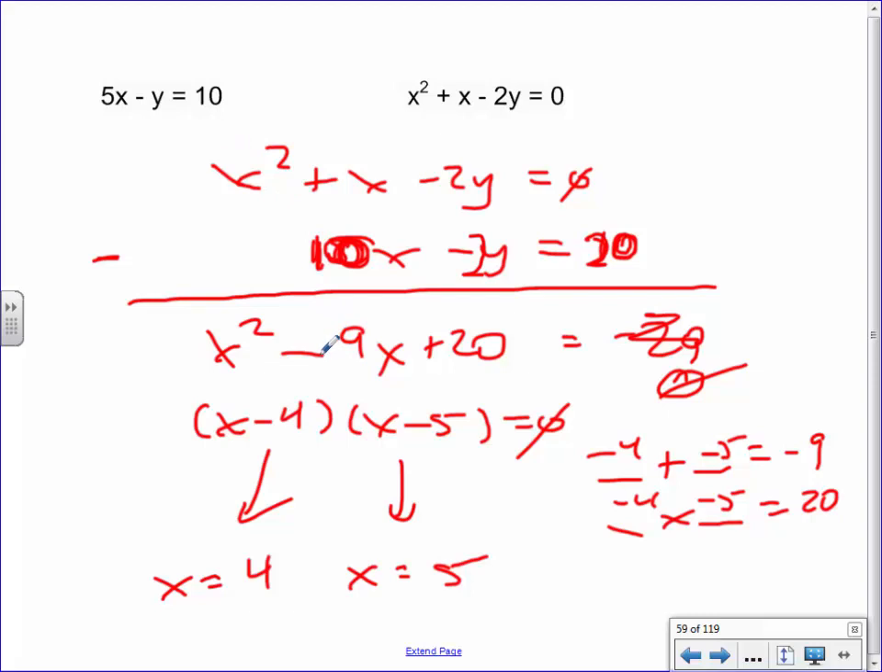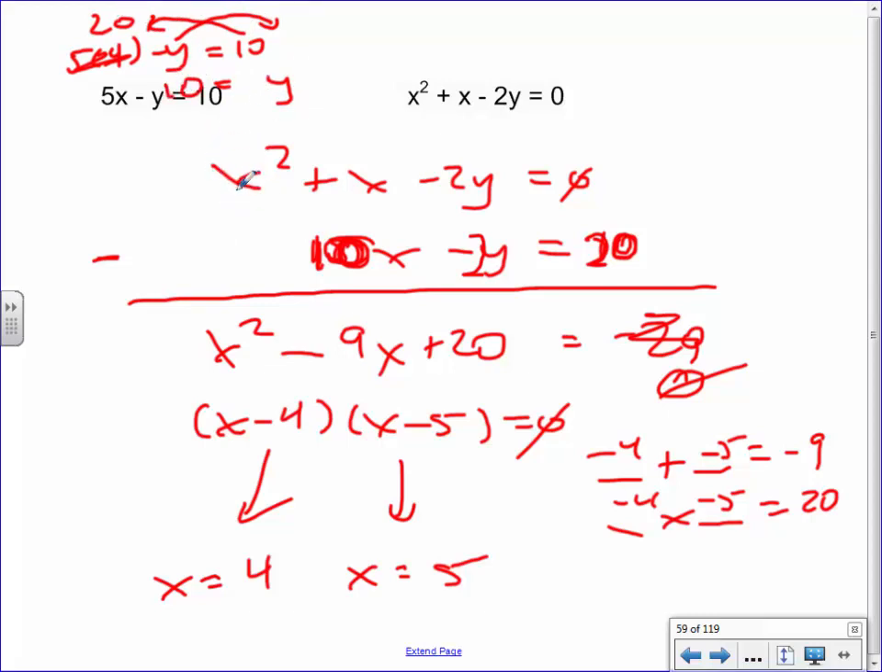And I think one of them is way easier than the other. Which one would you pick? The linear or the quadratic? I'd say the linear. Because really, all you've got to do here is 5 times 4 minus y equals 10. Okay, well, 5 times 4 is 20. Let's bring this y to the other side and make it positive y. Let's bring this 10 to the other side and subtract it. 20 minus 10 is 10. There we go. I have a y value of 10.